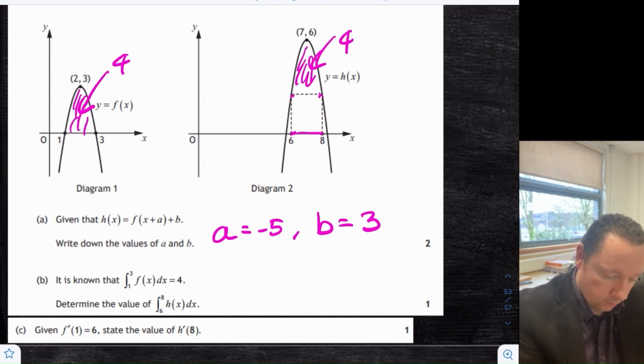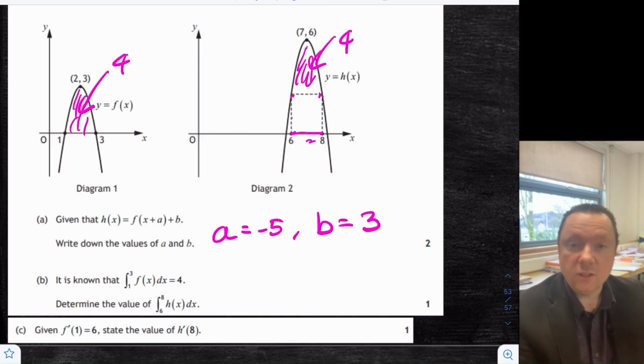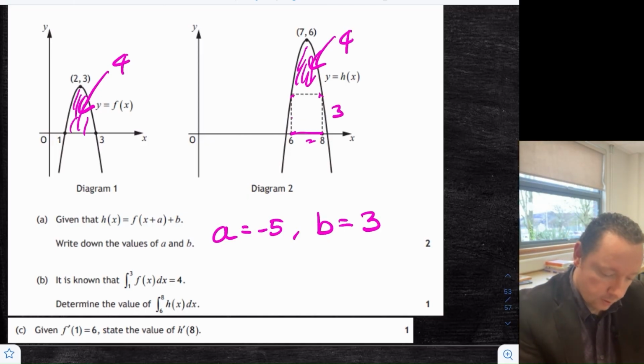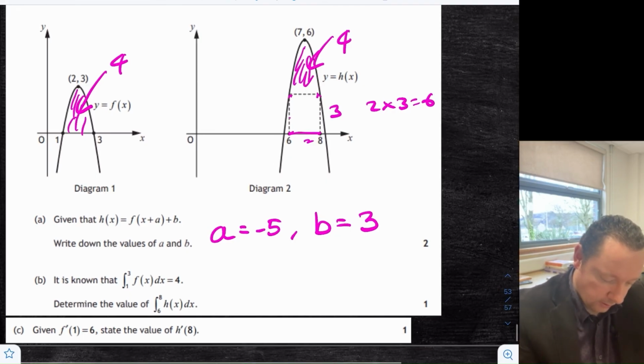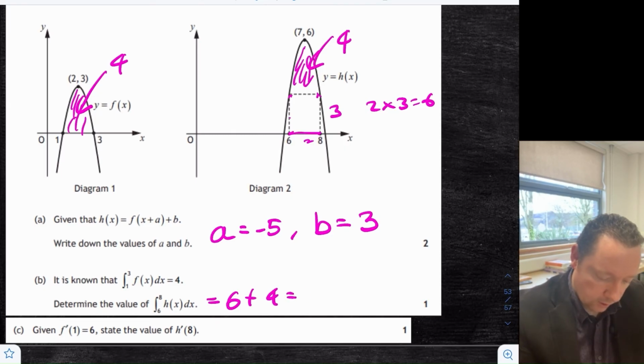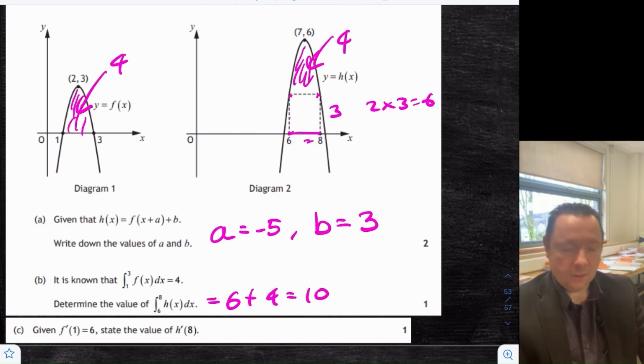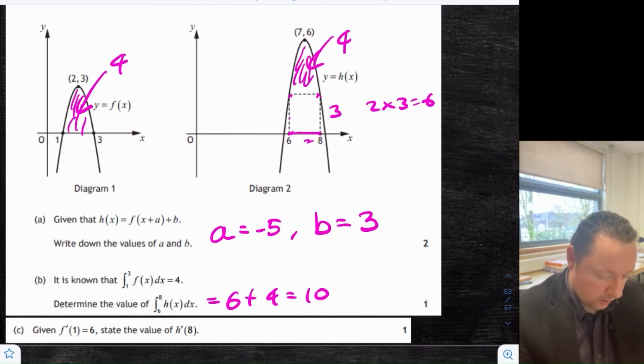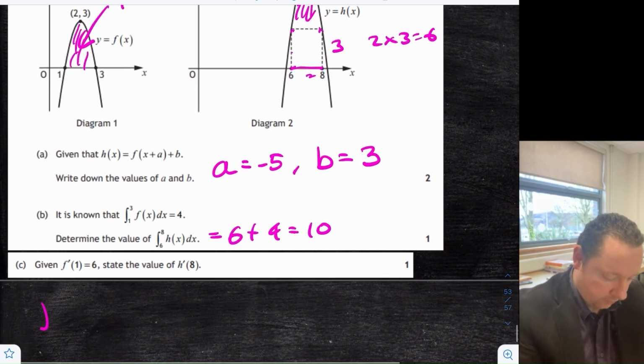That is 2 along. And that must be 3 because the graph's moved up by 3. 2 times 3 equals 6. So our integral between 8 and 6 of h of x is just 6 plus 4, which equals 10. And we're done there.